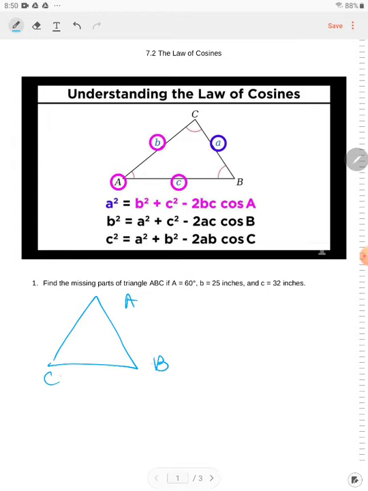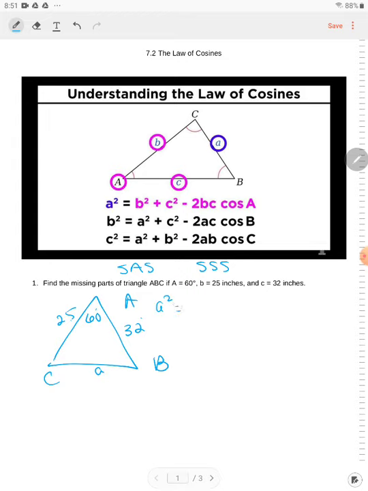So notice only one angle measure is given, so we cannot use the law of sines. You have to have at least two angles given. So we use the law of cosines when it looks like side-angle-side or three sides are given. If you notice, starting with the 25, it's side, angle, side. So we're going to find side A first.